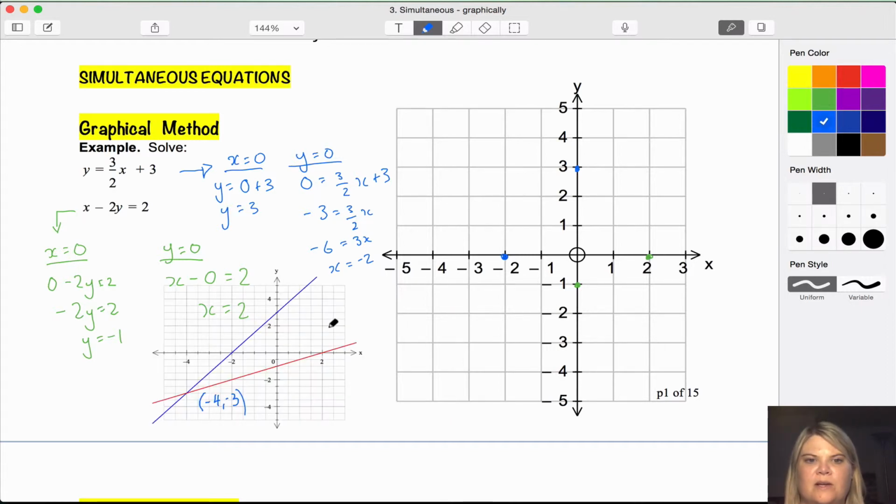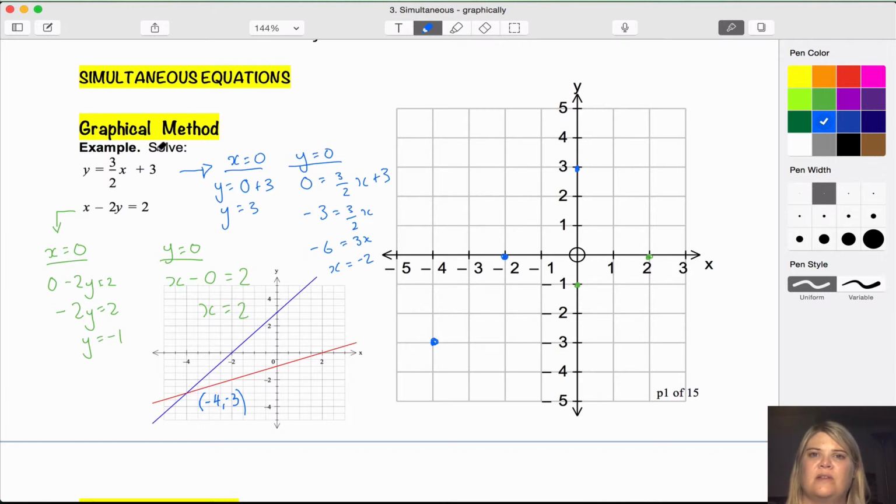Here's a graph I prepared earlier where you can clearly see the intersection point there is at x equals negative 4 and y equals negative 3. So you should have that same intersection point when you draw your two graphs.